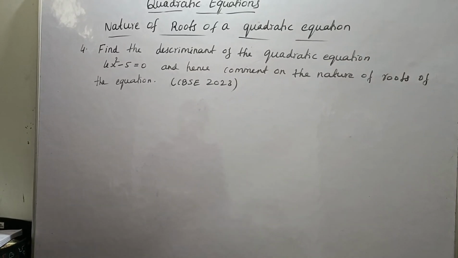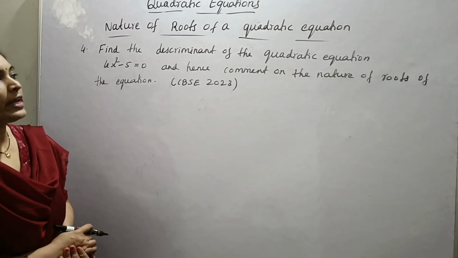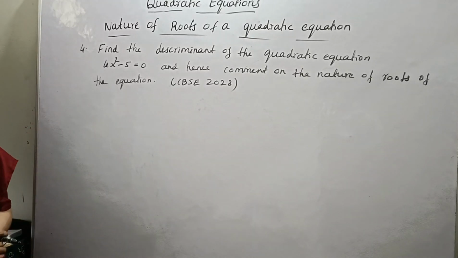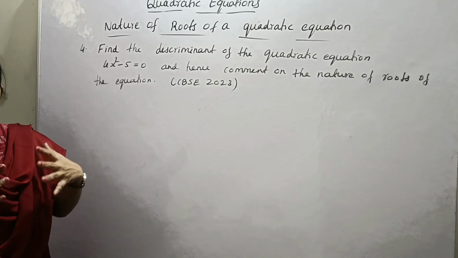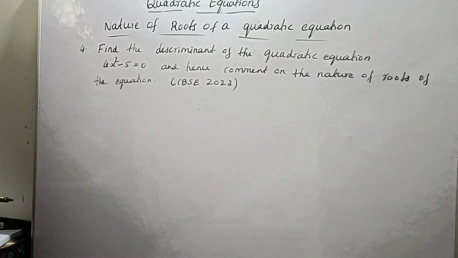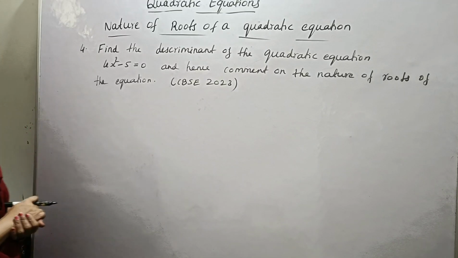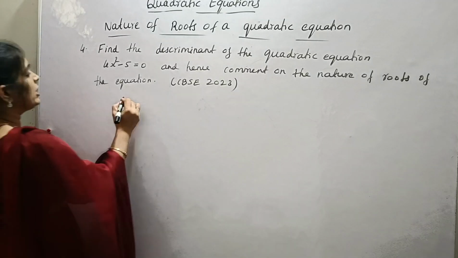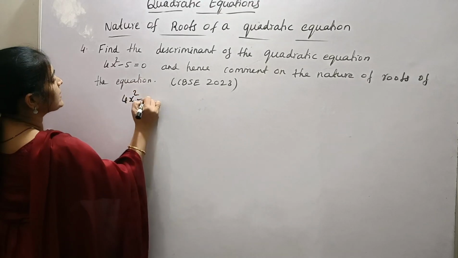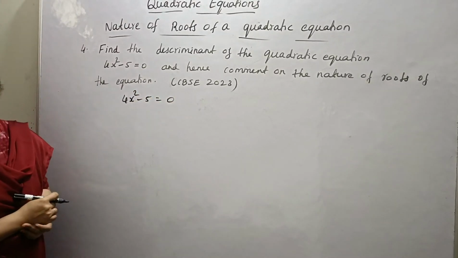Find the discriminant of the quadratic equation 4x square minus 5 is equal to 0. And hence comment on the nature of roots of the equation. So here we don't need to find the roots of the equation. Here we have to determine the nature of roots of the equation. Okay. So here given equation is 4x square minus 5 is equal to 0.